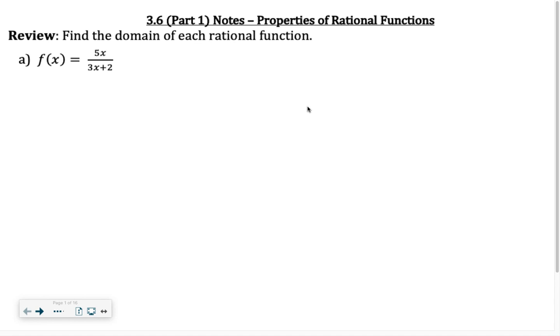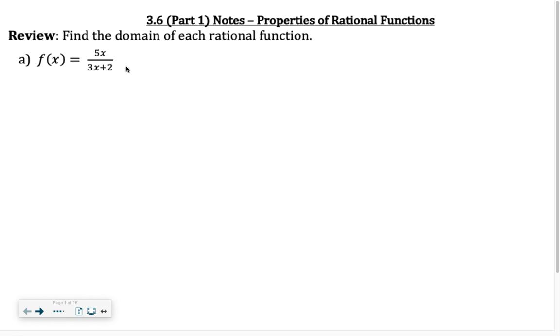All right, in 3.6, we are going to take a look at graphing rational functions. So in the first part, we're just going to talk about all the properties, and then in the second part, we'll take a look at putting that all together to graph. So first, let's review finding the domain of a rational function.